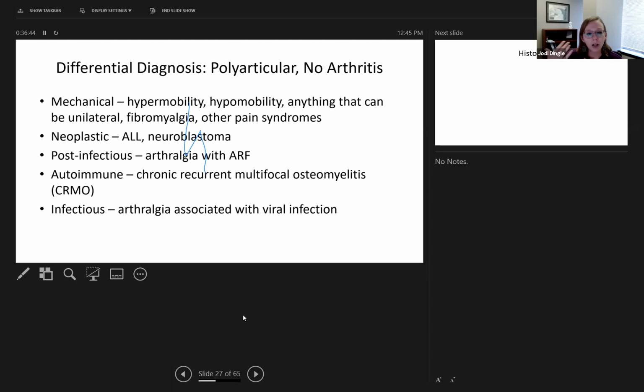Neoplasm, like I said before, you have to think about, especially if they have any other sick symptoms going on. Post-infectious causes can give you some arthralgia, especially in acute rheumatic fever. Arthralgia is one of the minor Jones criteria if you don't have true arthritis, so just having arthralgia is a possibility there as well. Autoimmune, again, CRMO might cause this. And some infections, like viral illnesses, can give you generalized joint pain and make you achy all over. But again, that's generally going to be more short-lived.